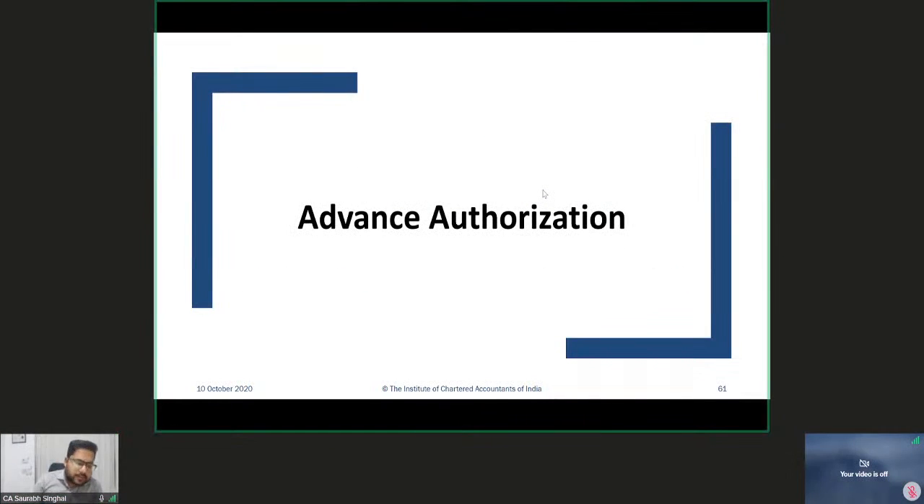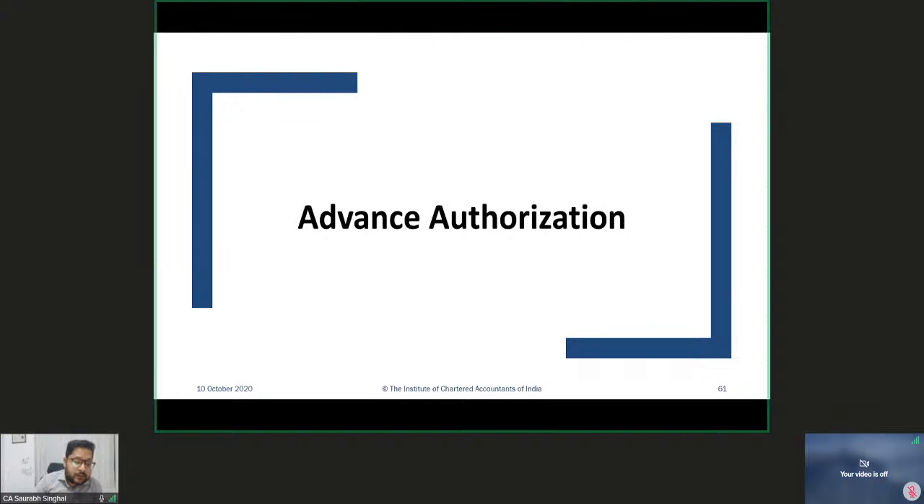Now we are moving on to another scheme, another chapter of FTP. So we are done with chapter 3 of FTP. We are only left with status holders. We will take it up later on. We are now moving on to chapter 4, which is for duty remission and duty exemption schemes.